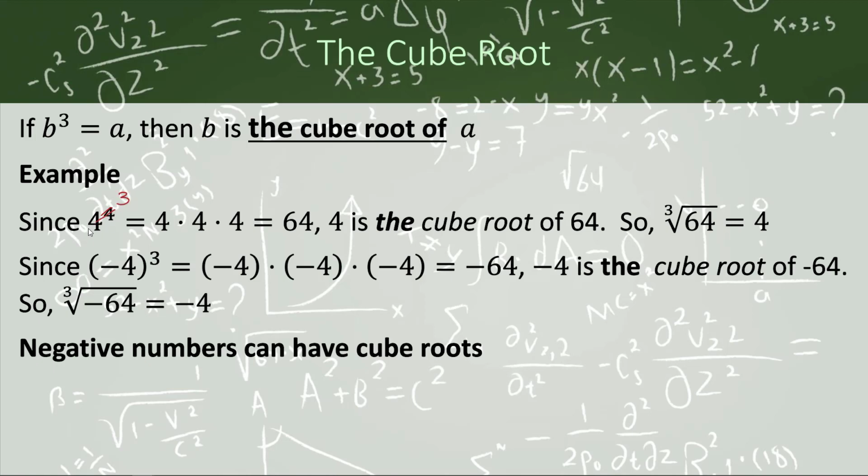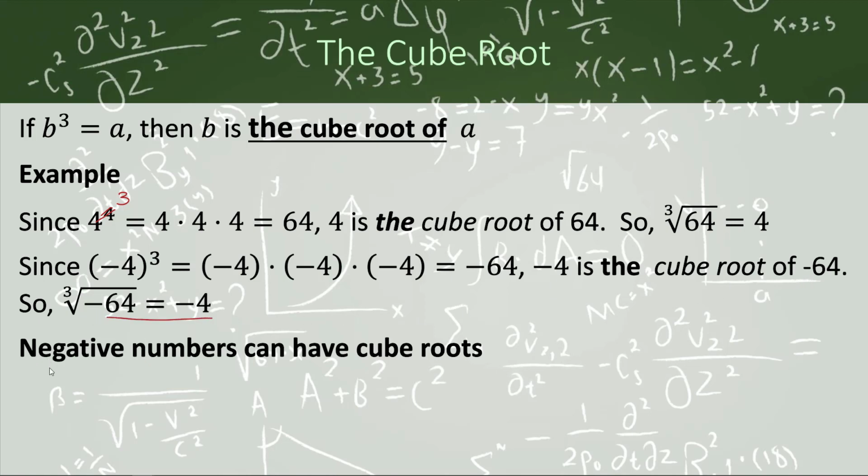That's bad. 4 cubed is equal to 4 multiplied by itself 3 times. 4 times 4 times 4. And if you do that, you would get 64. As a consequence, 4 is the cubed root of 64, and we will write this as follows. However, check this out. If I multiply negative 4 by itself 3 times, I'm going to get negative 4 times negative 4, which is positive 16, times negative 4, which is negative 64. So negative 4 is the cubed root of negative 64. And we can write it as follows.